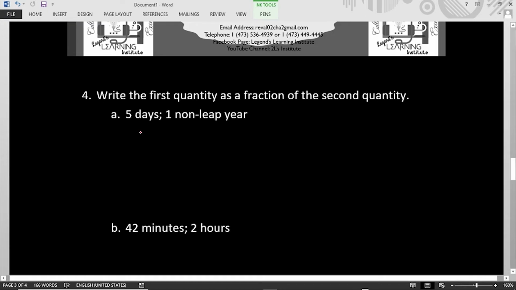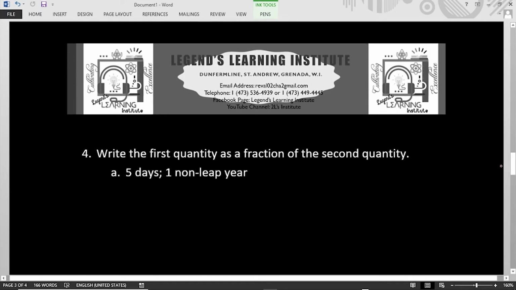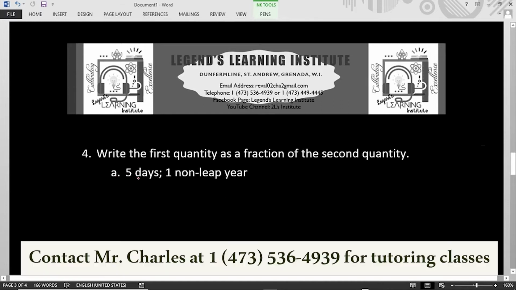Okay, let's look at number 4. Write the first quantity as a fraction of the second quantity. So A, you have 5 days, and B, you have 1 non-leap year, right? So 1 leap year contains 366 days. One non-leap year contains 365 days, 365 and a quarter, but we'll let it be 365. So 1 non-leap year, 365 days.